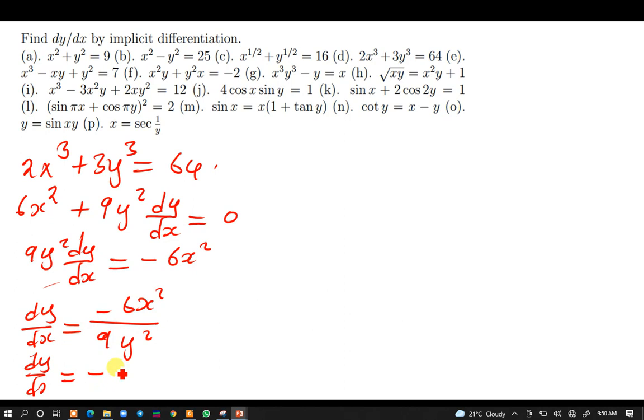So this is our dy dx, which can be reduced further to dy dx is equal to negative, 3 into 6 is 2, 3 into 9 is 3. So this will be negative 2 over 3, and then we have x squared over y squared. So this is what we have as our dy dx.